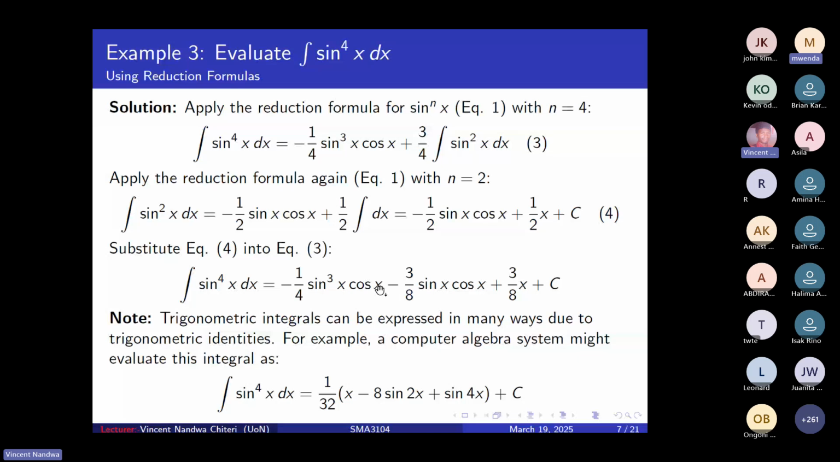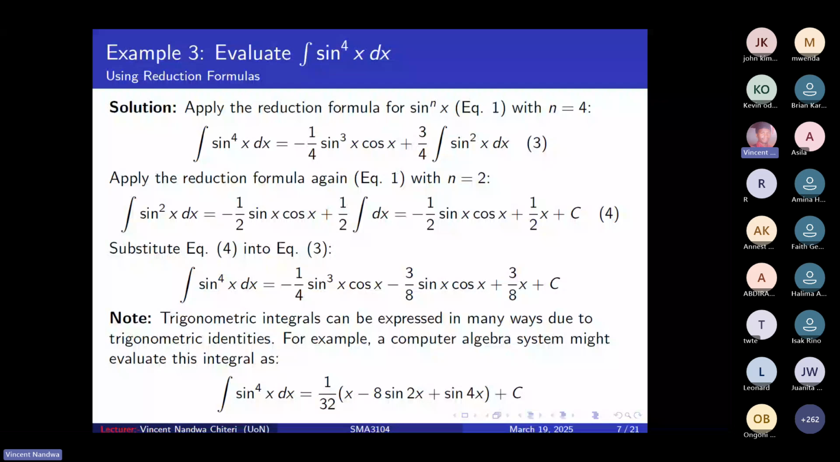But there are many ways of rewriting the trigonometric terms. Like if I have sine x cos x, you remember the expression sine 2a is the same as 2 sine a cos a. So there are many other ways of rewriting the same expression. So this is another form, or another way of rewriting the same answer.